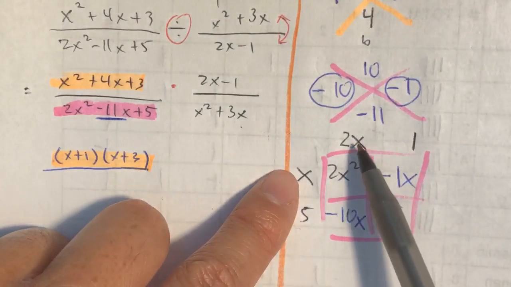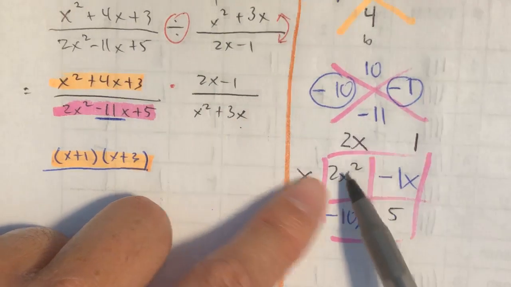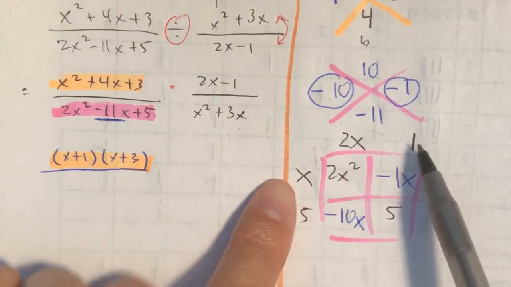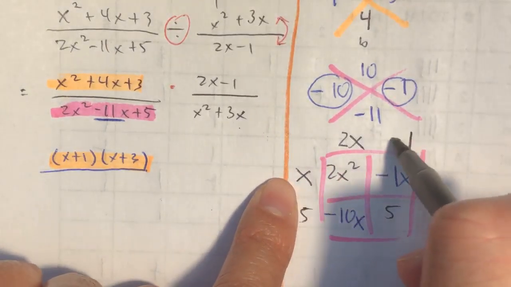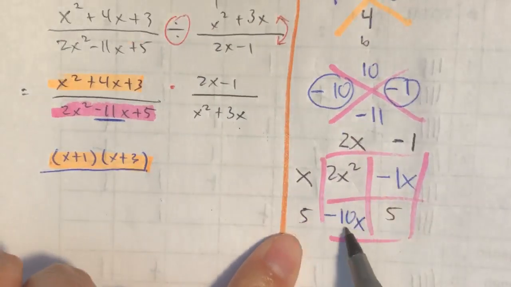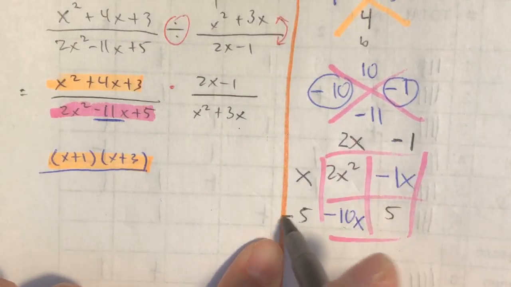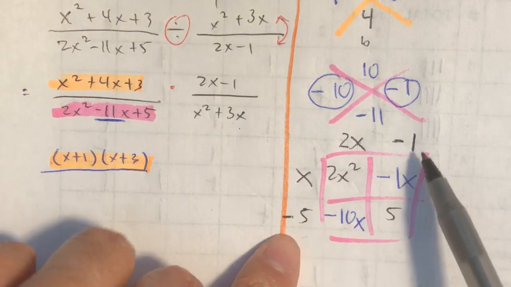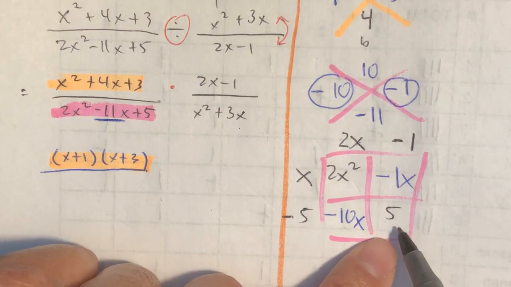So x times 2x is 2x squared. 1 times x is negative 1x. That means that this one has to be negative. 2x times 5 is 10x, so this one has to be a negative 2. 2x times negative 5 is negative 10x, and negative 5 times negative 1 is positive 5.